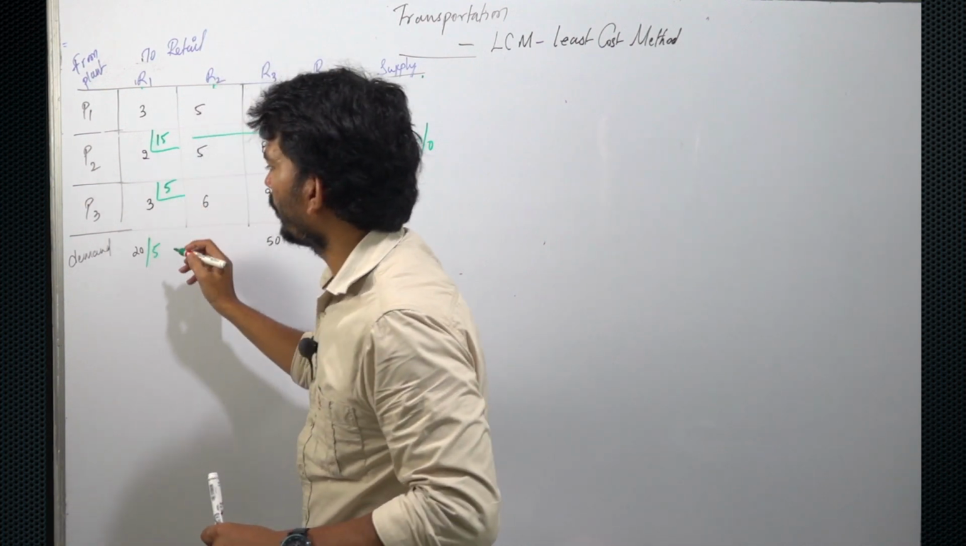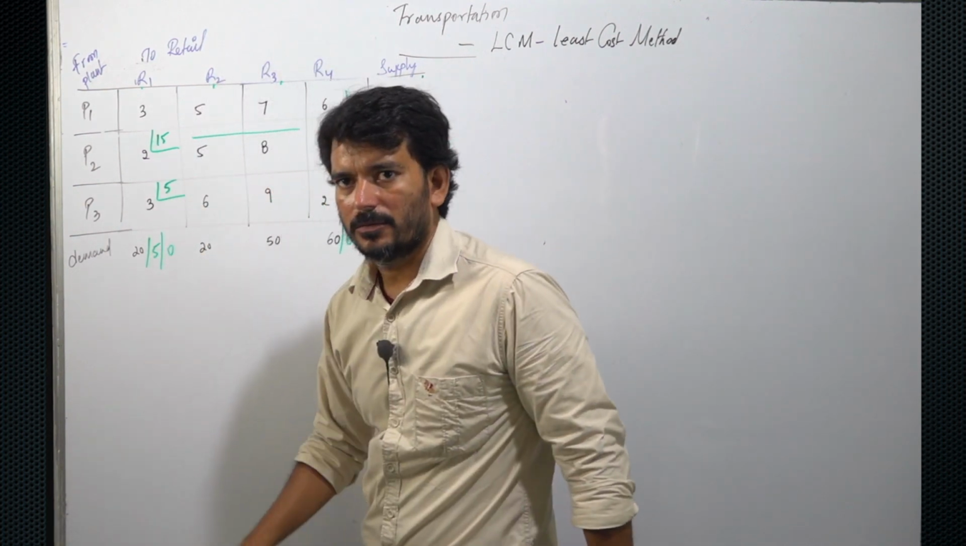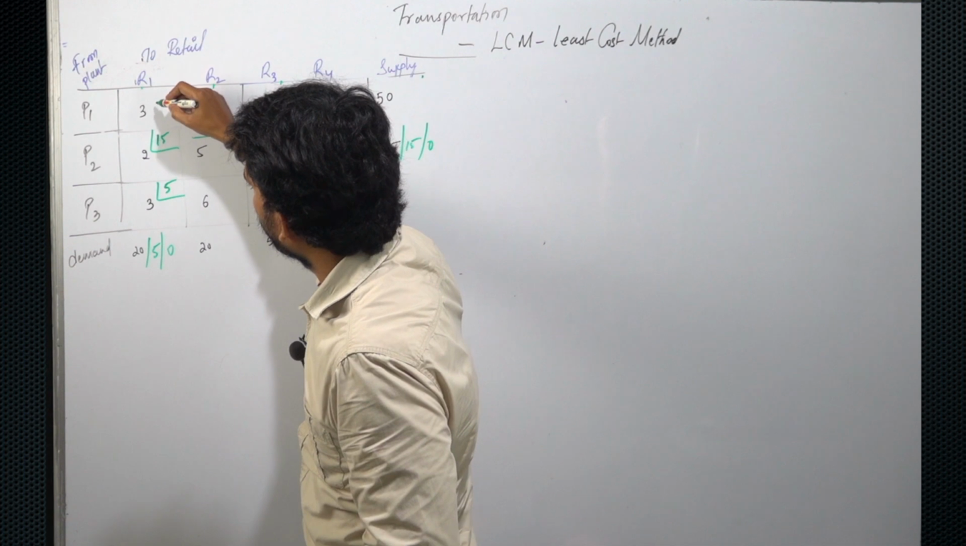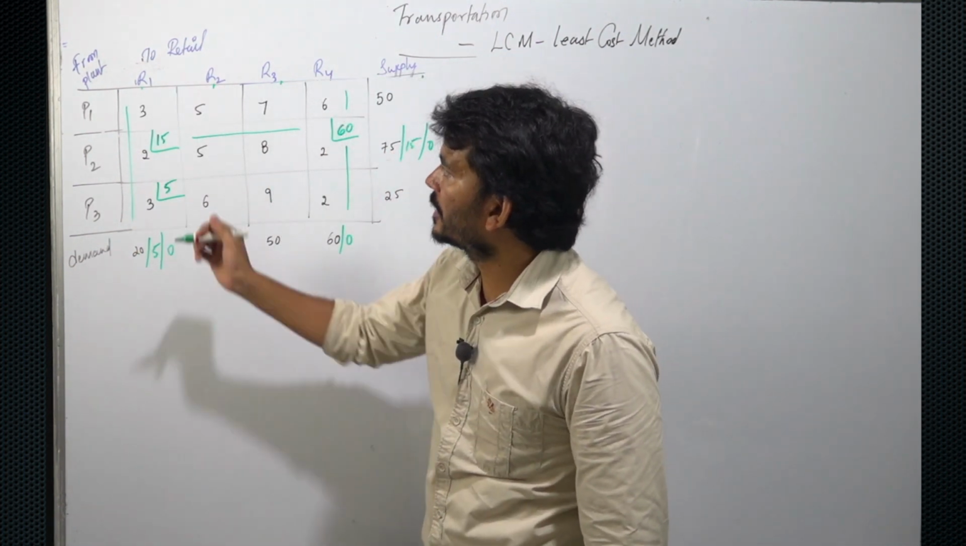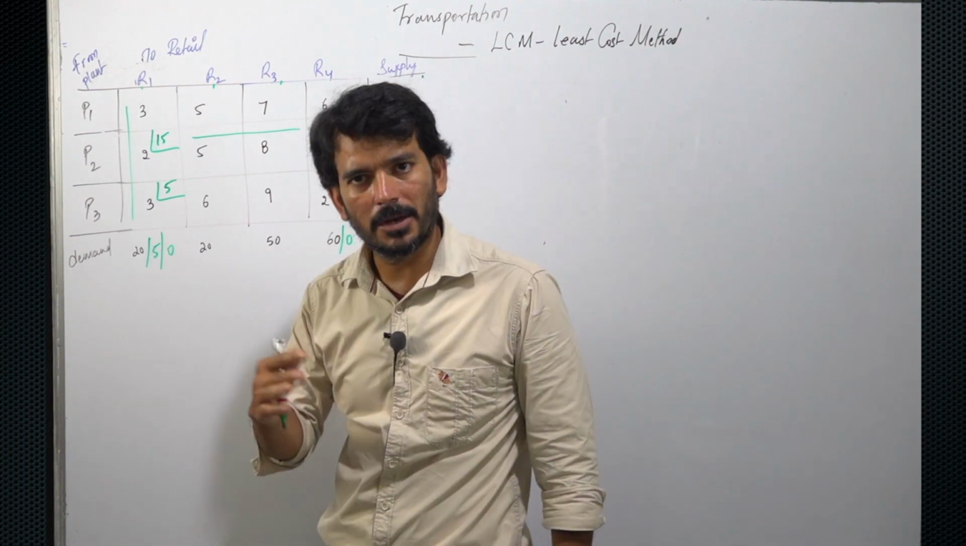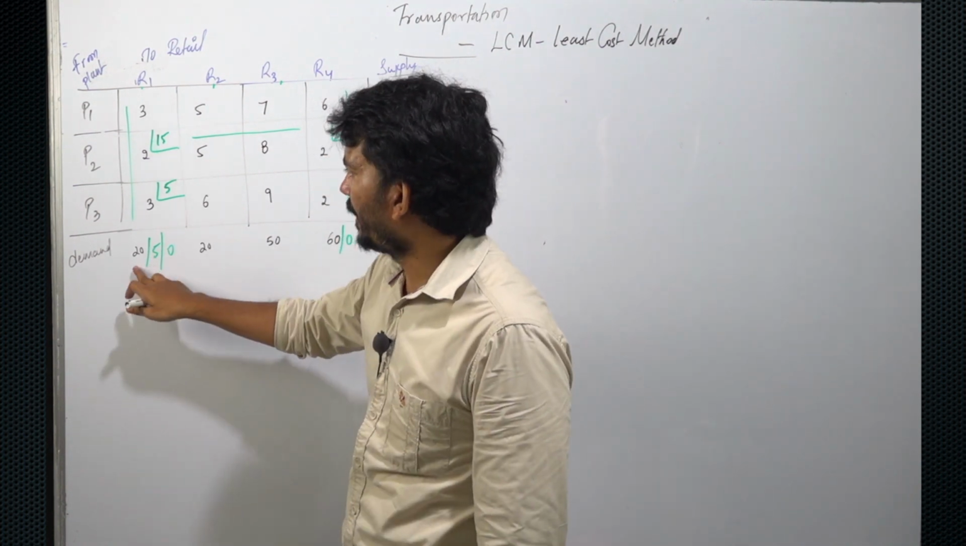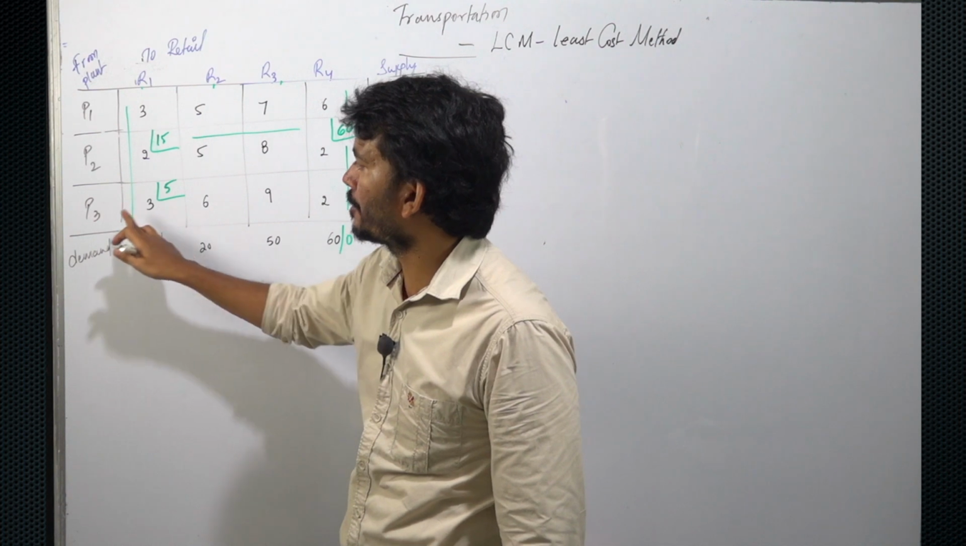So the moment you have given 5, this has become 0. The moment it has become 0, you strike off the entire thing. So there are no more allocations. There will be no more allocations in R1 because their entire demand has been met. Okay, so they required 20, so they got 15 from P2 and 5 from P3.